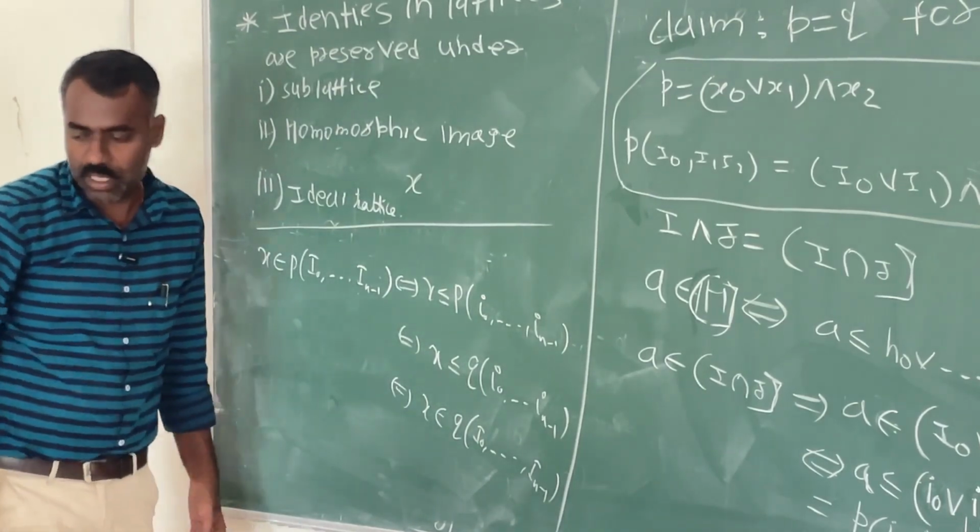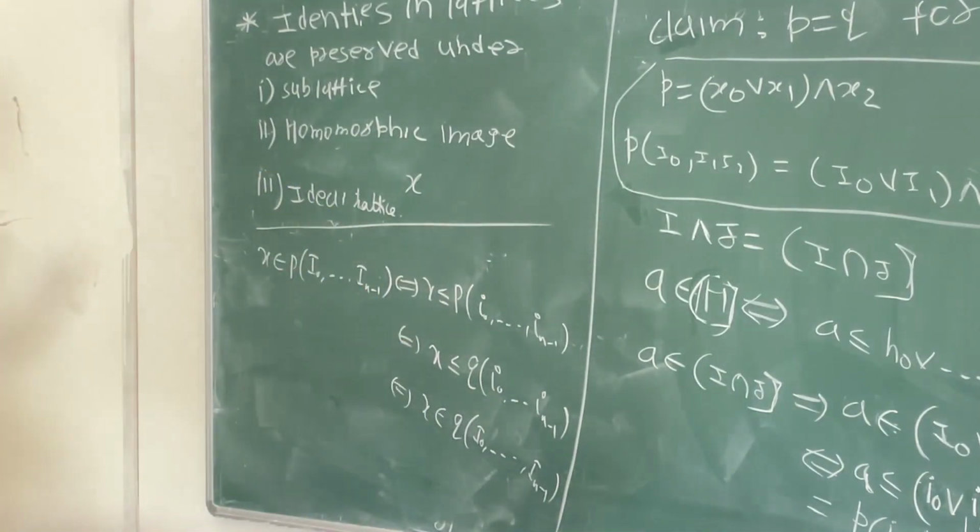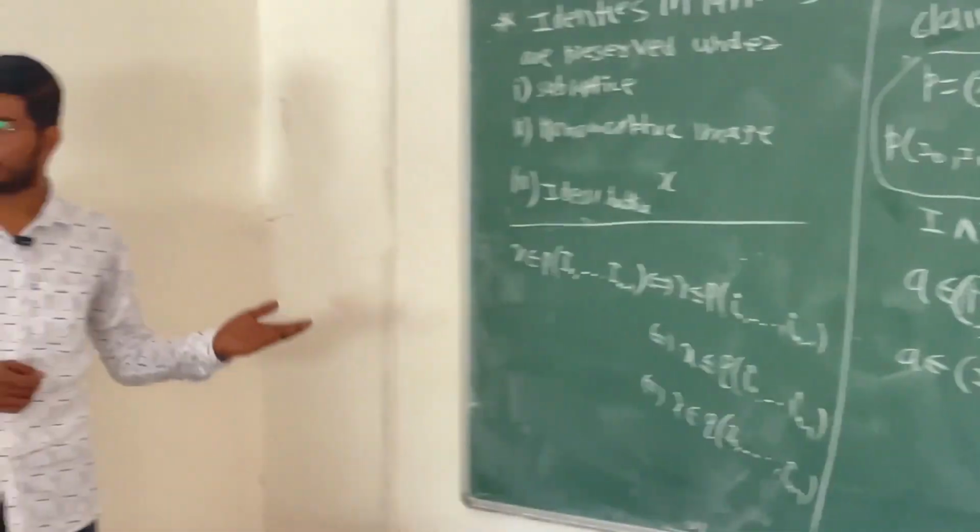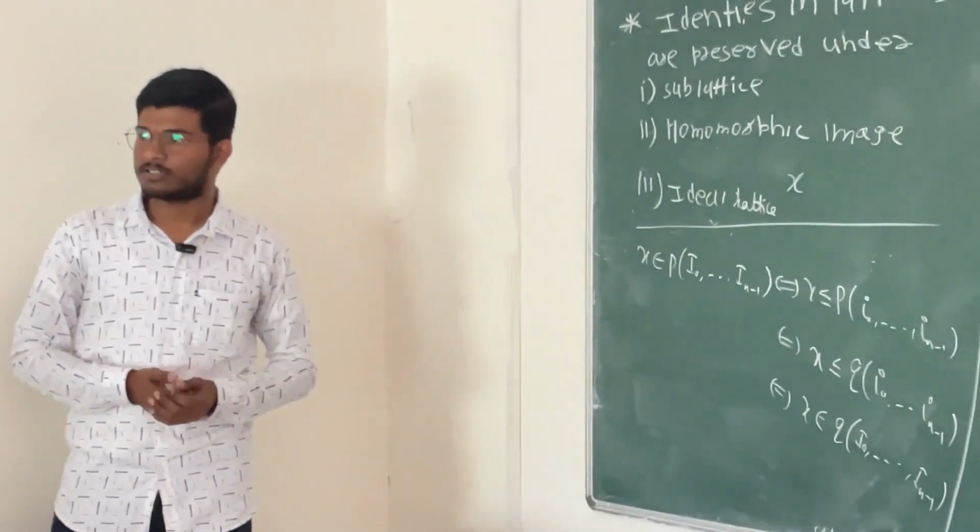Is this clear? So identities are also preserved in the ideal lattice. So we have proved this theorem. So this is all about the lecture. Thank you.